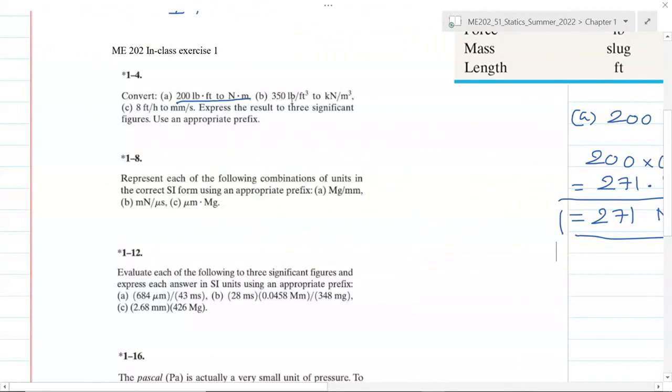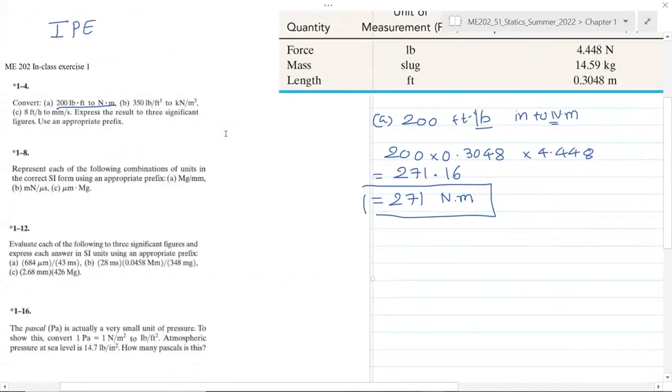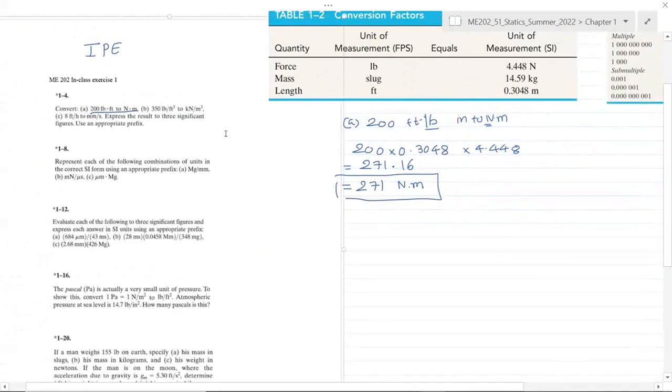So convert 300 pound-foot cube to kilonewton meter cube, or 8 feet per hour into millimeter per second, and represent the answer to 3 significant figures and use an appropriate prefix. So try to solve this yourself, and then compare your answers with the solution which is on Kodiak. In fact, these are also the problems in your homework, so you can actually directly start working on the homework problem and then learn on the way.